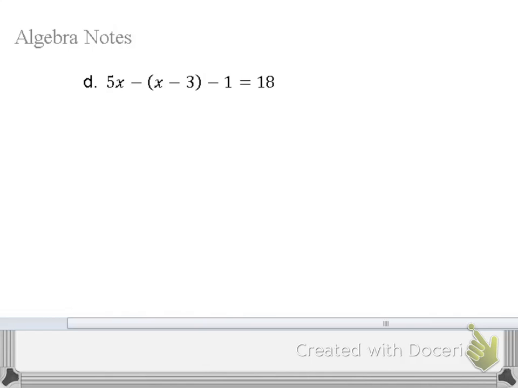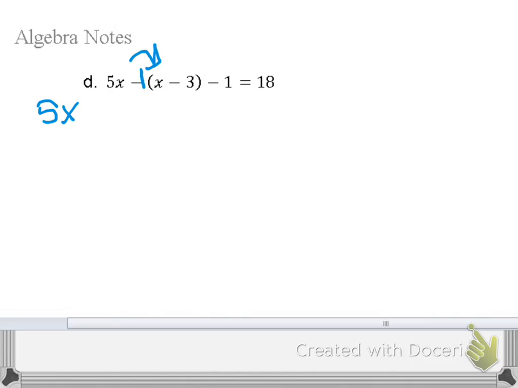Okay, this one, it seems like there's not anything to distribute to the parentheses, but in reality there would be a 1 here, a negative 1 that we're multiplying by what's in the parentheses, because this negative sign is going to change the sign of what's in the parentheses. So the first thing we start with is the 5x. That isn't going to change.